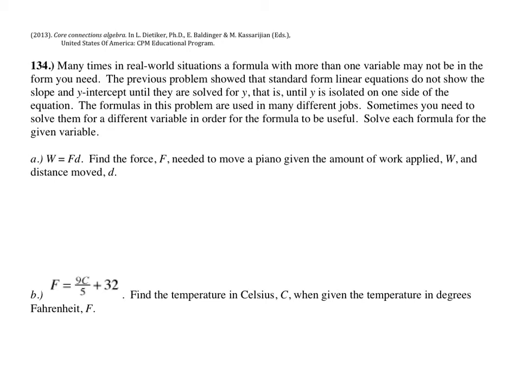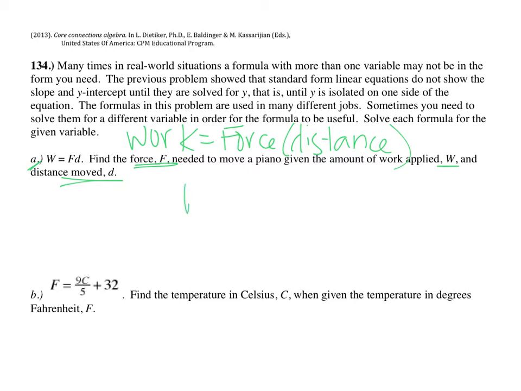So in letter A, we are given that W equals F times D. F is going to be the force, and we want to find the force needed to move a piano given the amount of work applied, which is W, and the distance moved, which is D. So this equation is work equals force times distance. So that's what our variables stand for. We want to get the capital F alone.